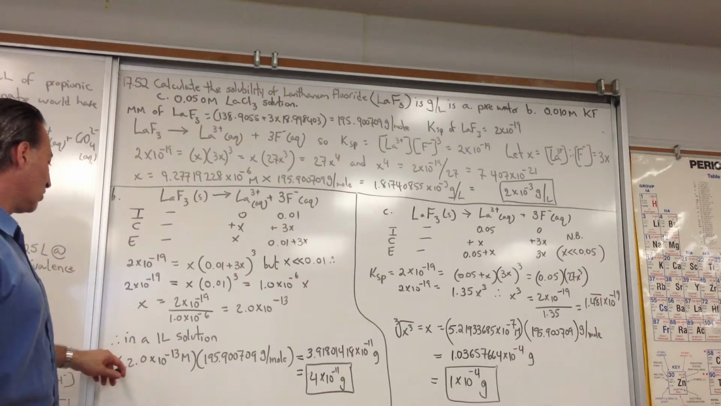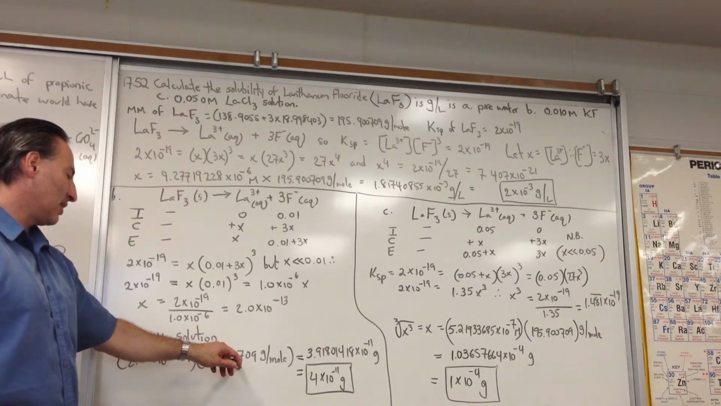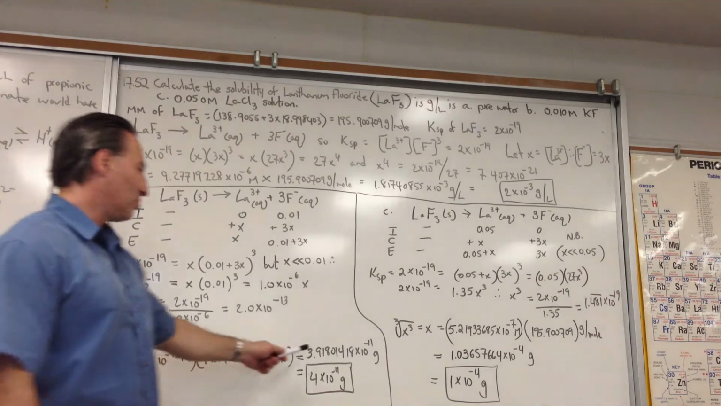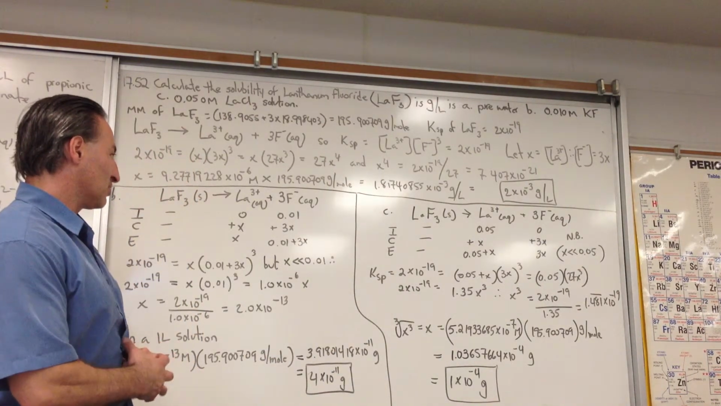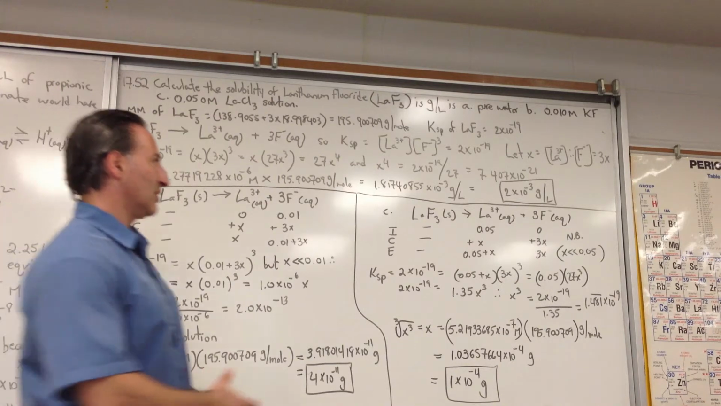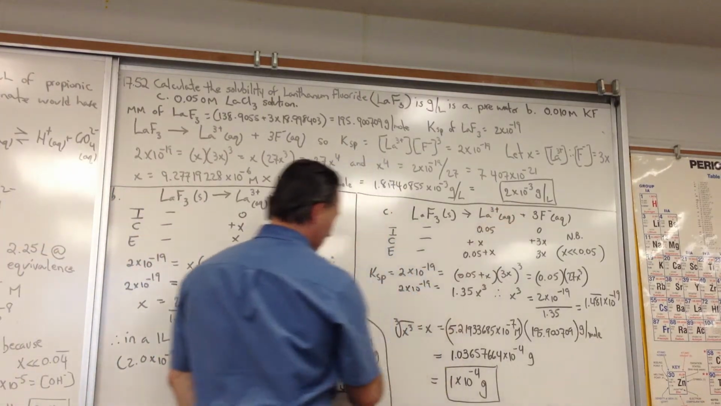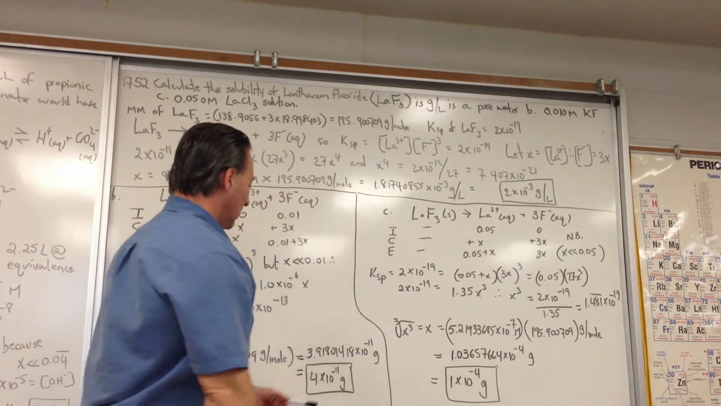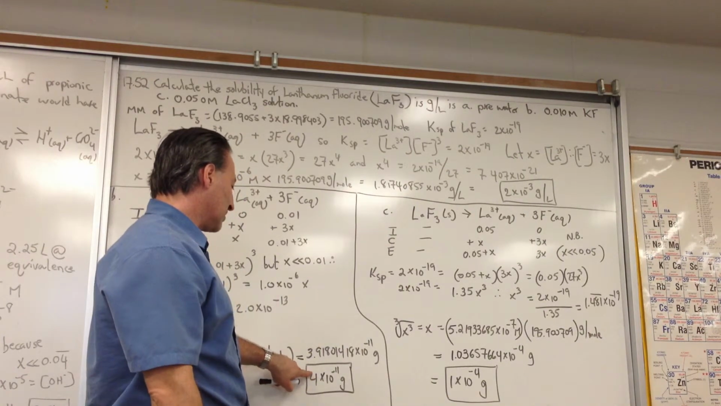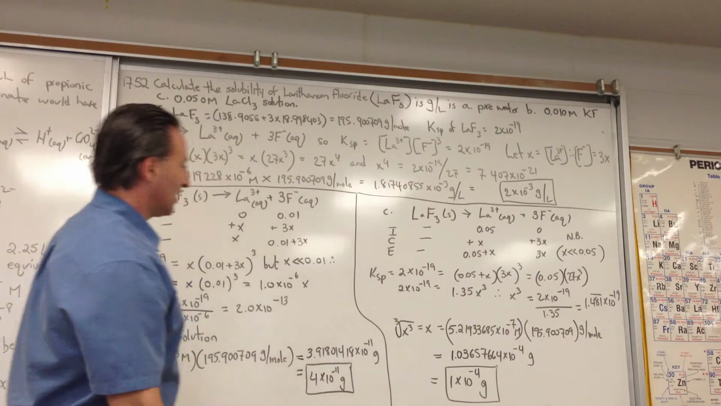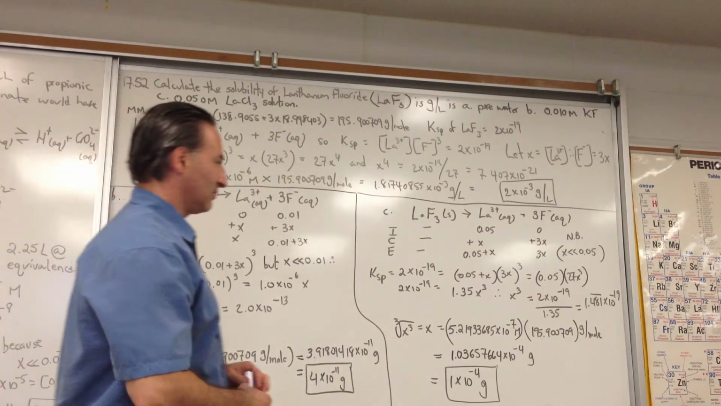So in a 1 liter solution, this times the molar mass of the lanthanum fluoride will give you that 3.9 times 10 to the minus 11 grams of lanthanum fluoride dissolved. So you see a lot less lanthanum dissolves than in the first case because of the presence of an interfering common ion. And then we're only allowed one significant figure in the final answer, so the answer ends up being 4 times 10 to the minus 11 grams of lanthanum fluoride dissolved in the presence of potassium fluoride.